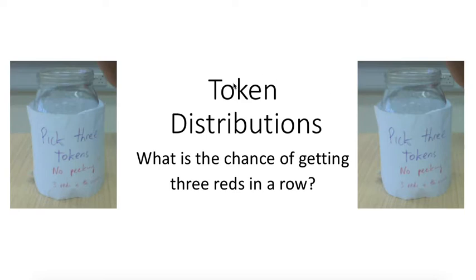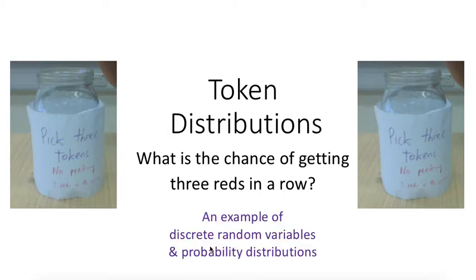Hi everyone. This little video is called Token Distributions because we're going to talk about pulling a token out of a jar and getting 3 red tokens in a row. It's an example of a discrete random probability distribution. So let's jump into it.